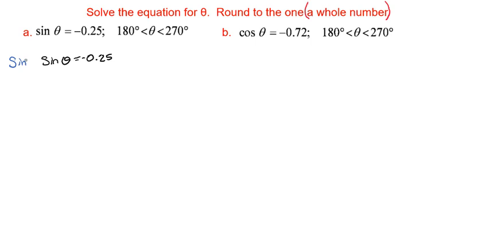So we're going to do some left multiplication, and we're going to left multiply by the inverse of sine. And that is going to allow our inverse sine and sine to cancel each other out, leaving us with theta equals the inverse of sine of negative 0.25. From here, we'll plug this into our calculator and approximate this to 1 decimal place.